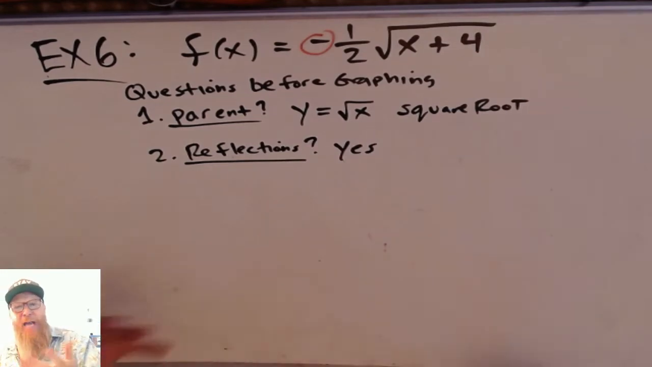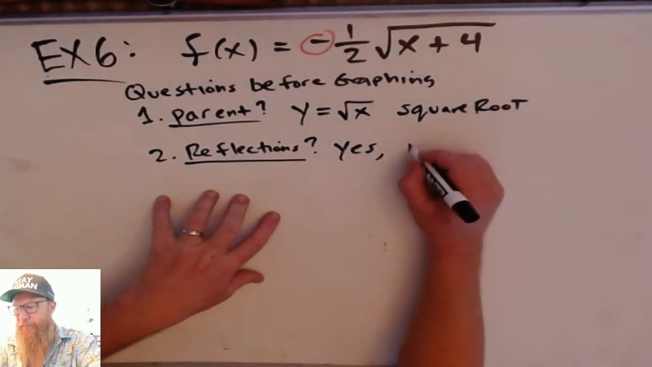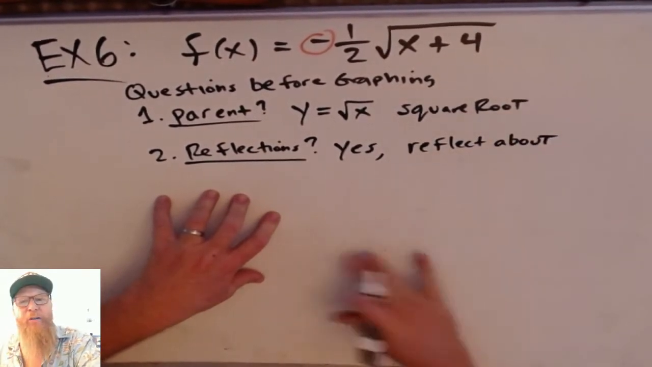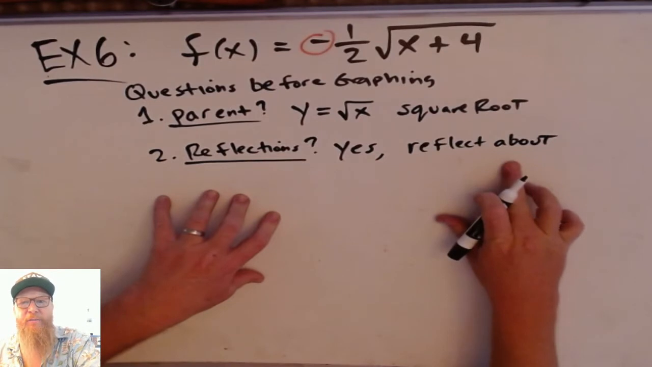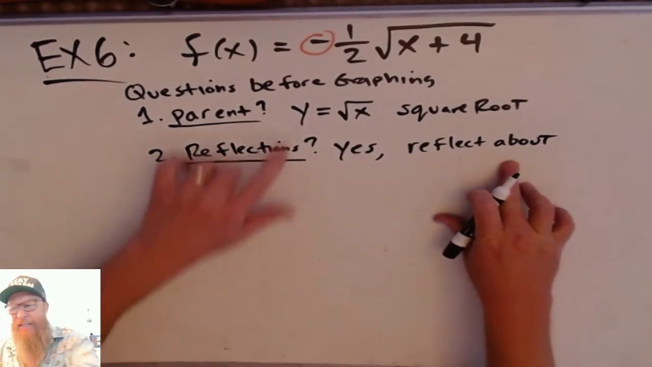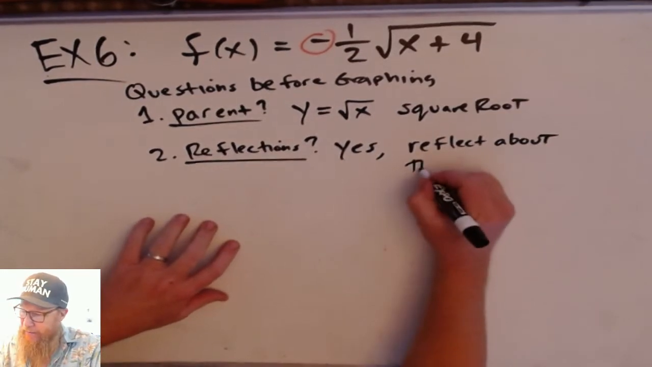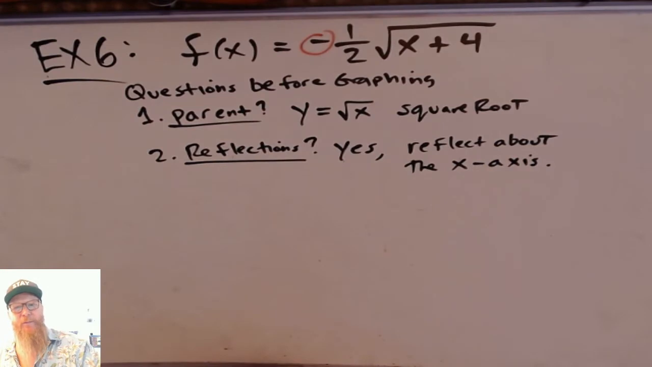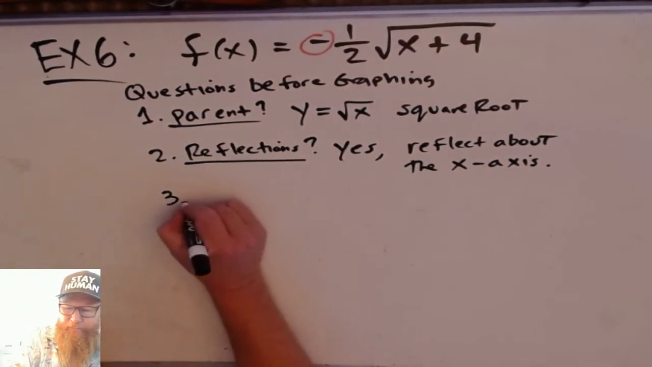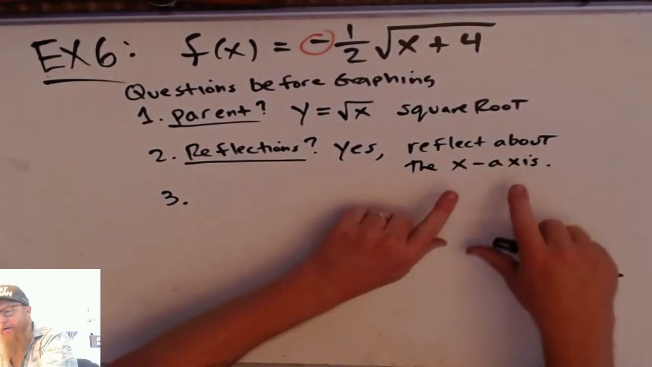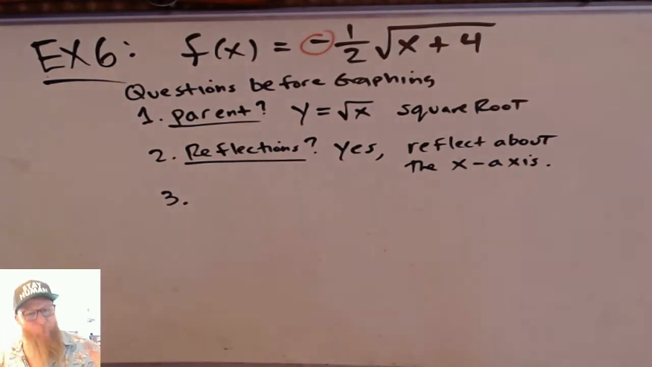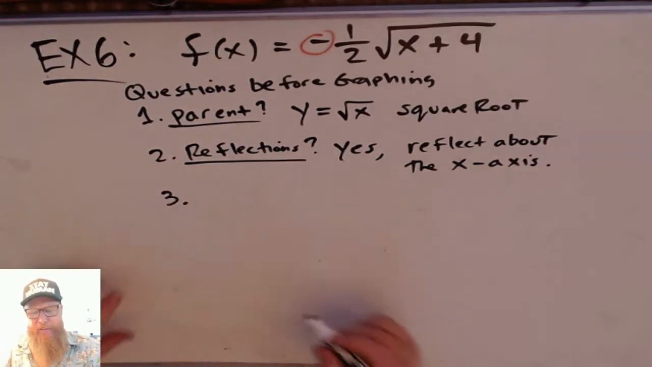So what is it? Which axis is it? Reflect about, or over, across. Which axis? It's on the outside. So that's the x-axis. Okay. Make a note, even though it's going over the x-axis, when we get to the graphing, we're actually going to multiply the y values. So just make that clear.